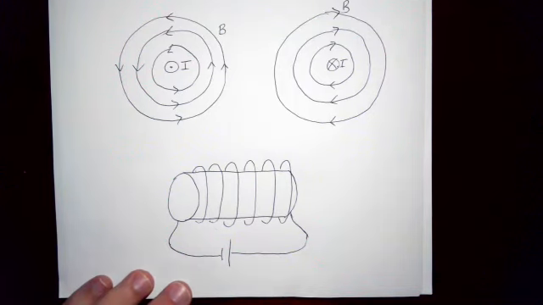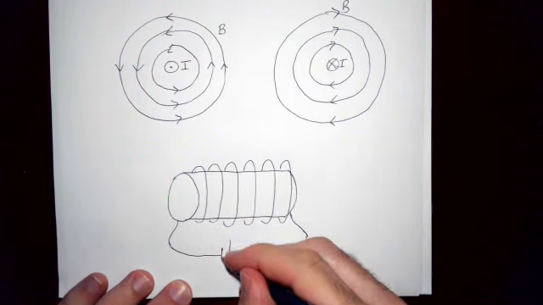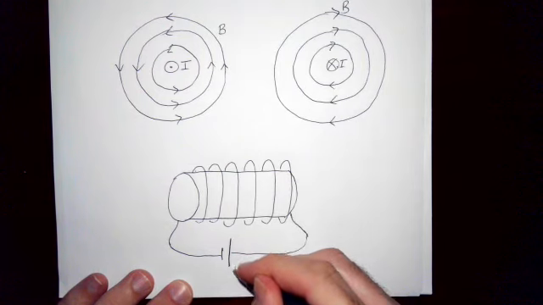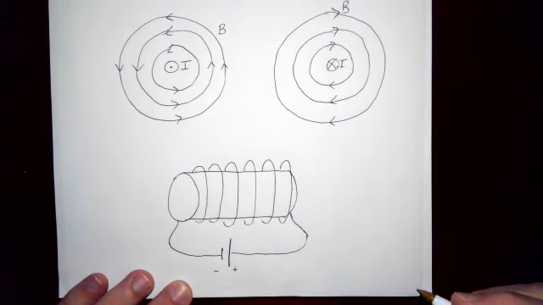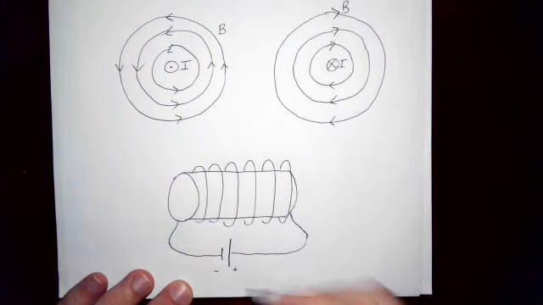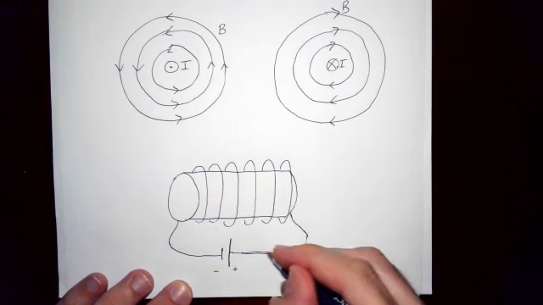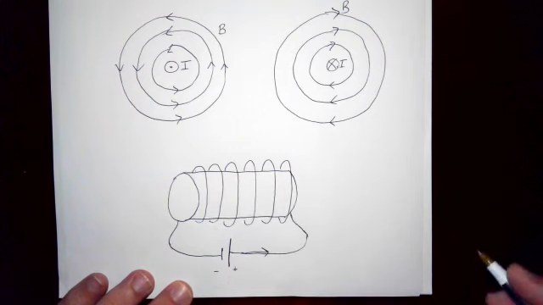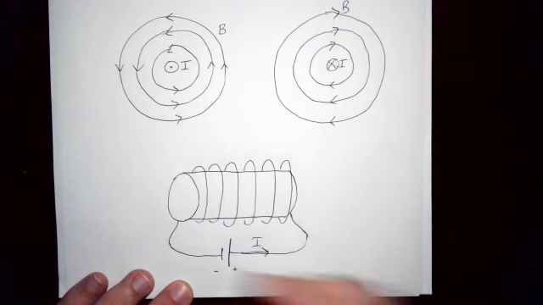What direction does the current go? So with this symbol, remember, this is the positive end, and this is the negative end. The longer line represents the positive end. And as before, we're going to focus on conventional current here, so it comes out of the positive end.